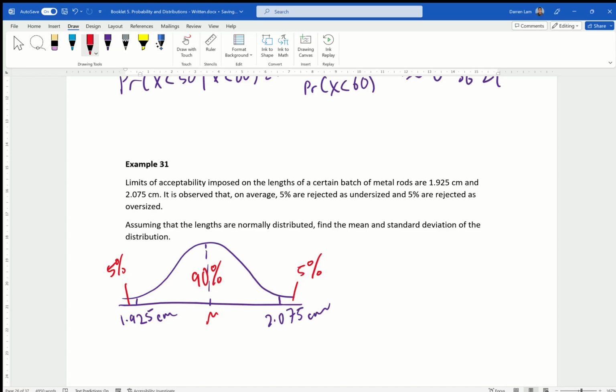Okay, we need to find the mean and the standard deviation. Let's start with the mean. The mean is really easy. If the two values on each end are 1.925 and 2.075, and they're both 5% under and over, it makes sense that the mean is the median. Mean is median, median is mode, etcetera, with a normal distribution. So therefore, mu equals (1.925 + 2.075) over 2, which equals 2. Et voila, we can replace that with a 2 now.